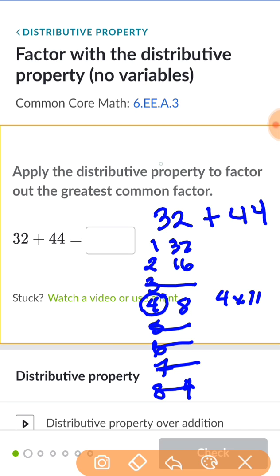So I'm going to write it above this time. What does 32 plus 44 become? I write the greatest common factor outside, which is 4. Then in parentheses, I'm going to write 32 divided by 4 gives you 8, plus 44 divided by 4 gives you 11. And again, if I look at my factor pairs, the number that should go in place of the 32 is already here. And the number that goes in place of 44 is already right here. So my answer is 4 times the sum of 8 and 11.